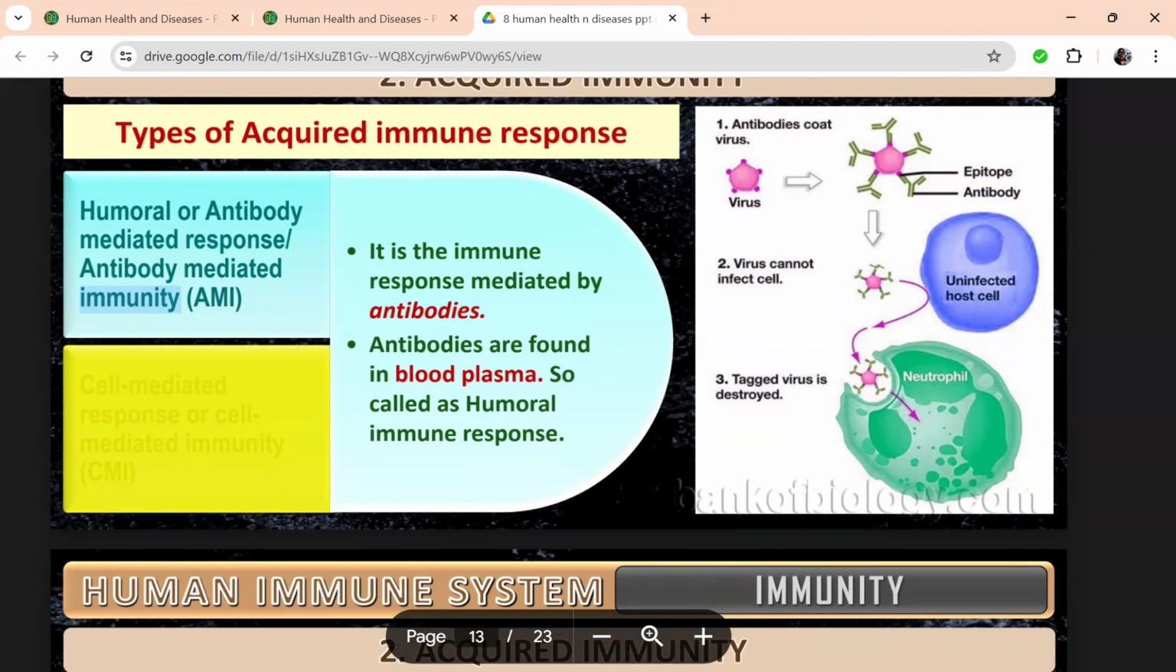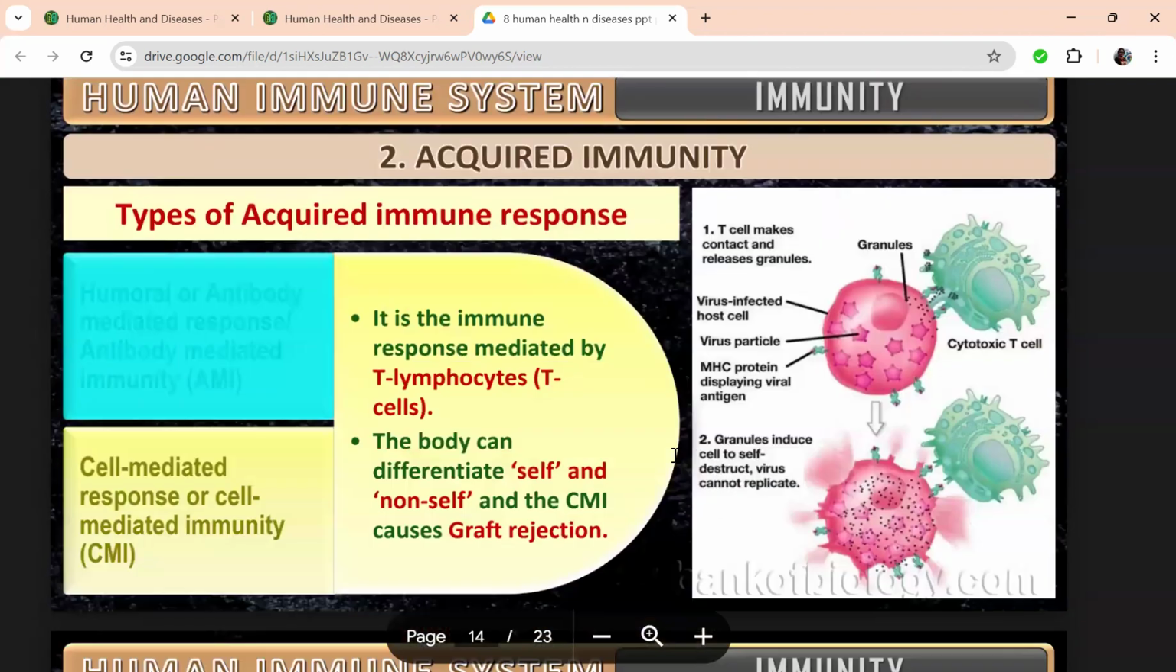Antibodies are found in the plasma. So uninfected host cells are permitted to go on, and this tagged virus is destroyed. Once the virus is destroyed, there are antibodies created in the blood plasma, so this is known as the humoral immune response.